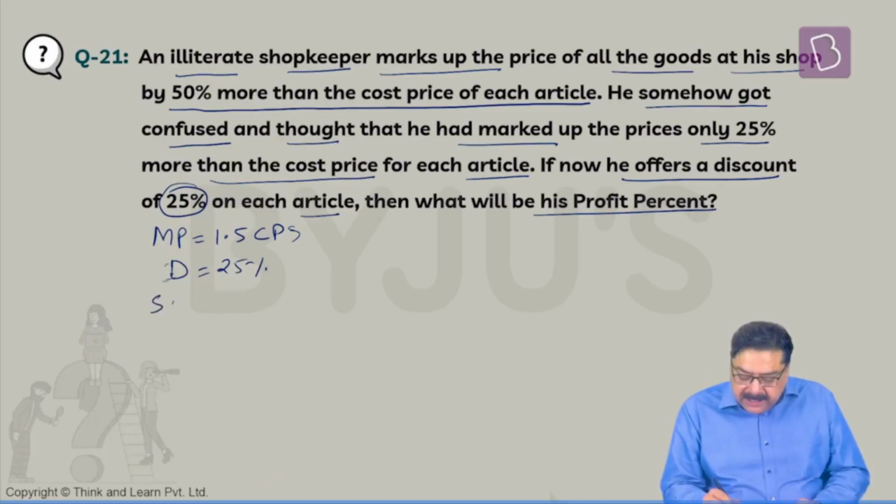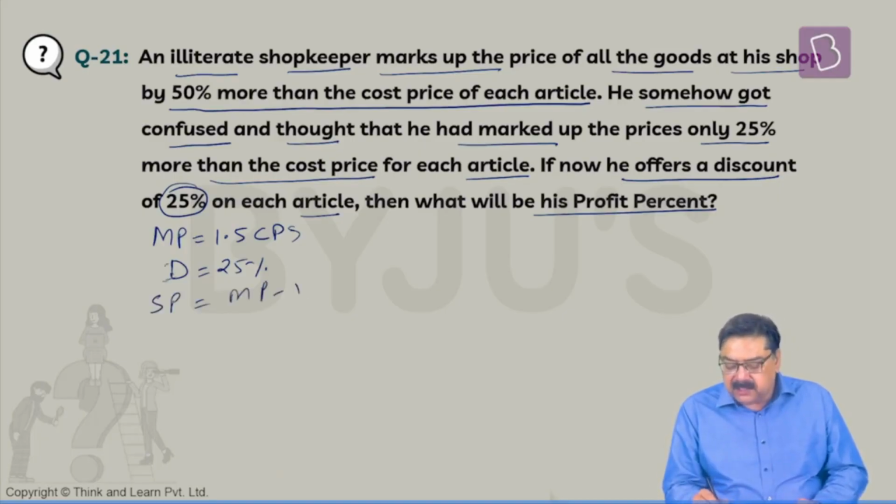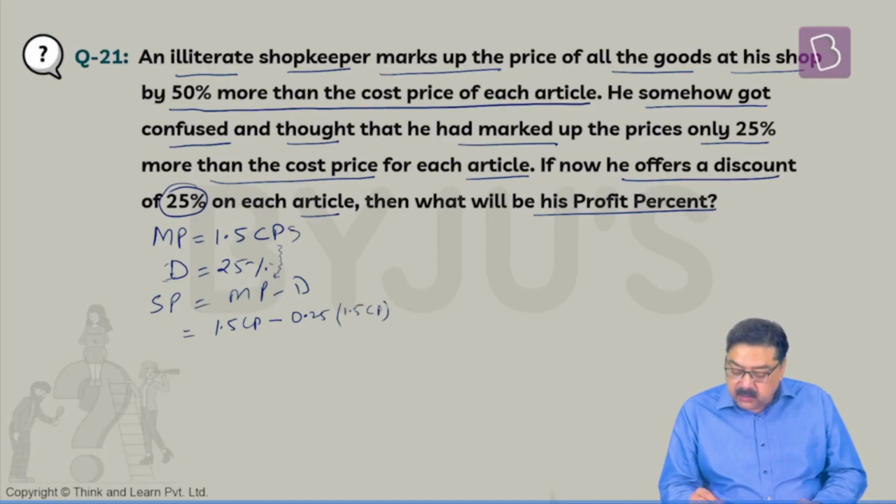So selling price we know is marked price minus discount. So that is 1.5 CP. Now this is what is given to us here as marked price minus 0.25 times 1.5 CP, because the discount percent which is given to us here is 25%. So it is 0.25 times the MRP or MP, and MP or marked price is 1.5 CP. So it is 0.75 times 1.5 times CP.